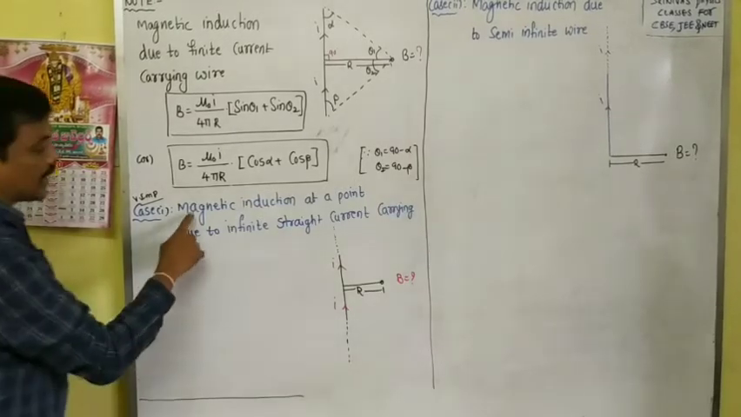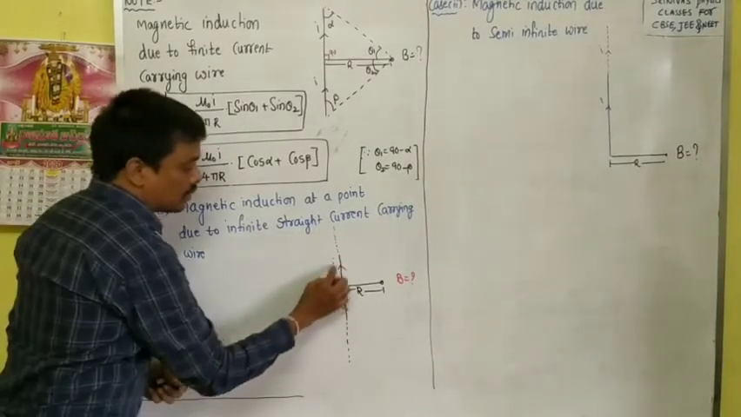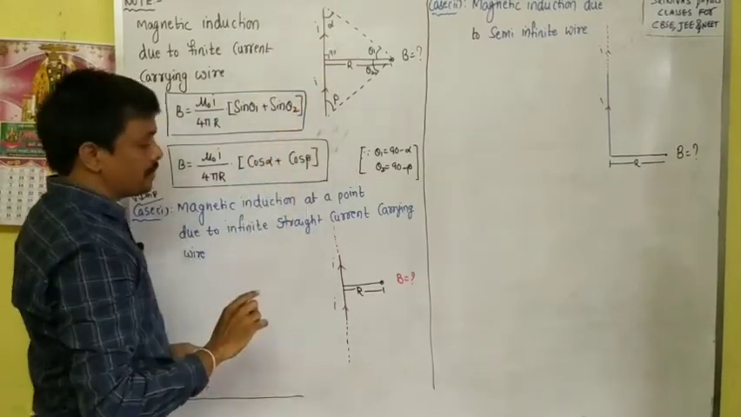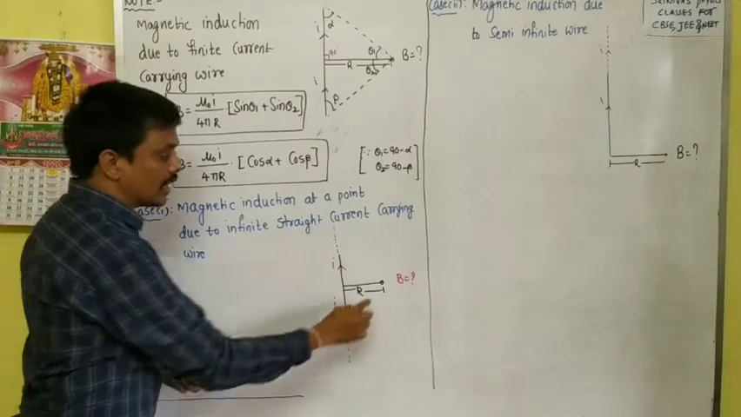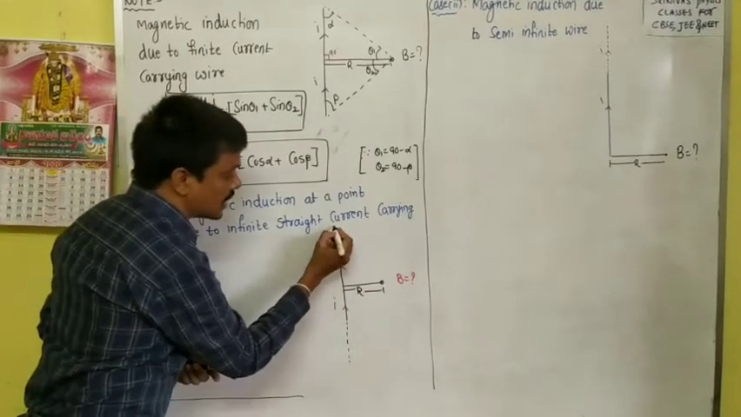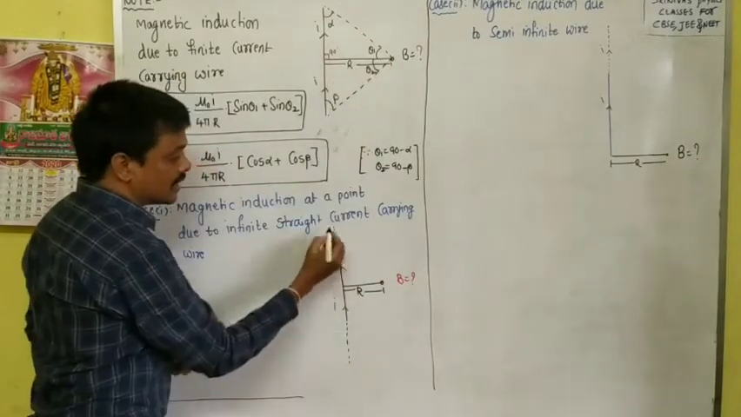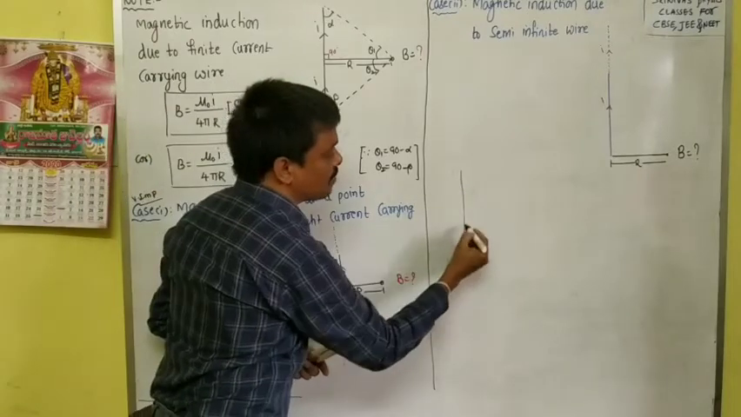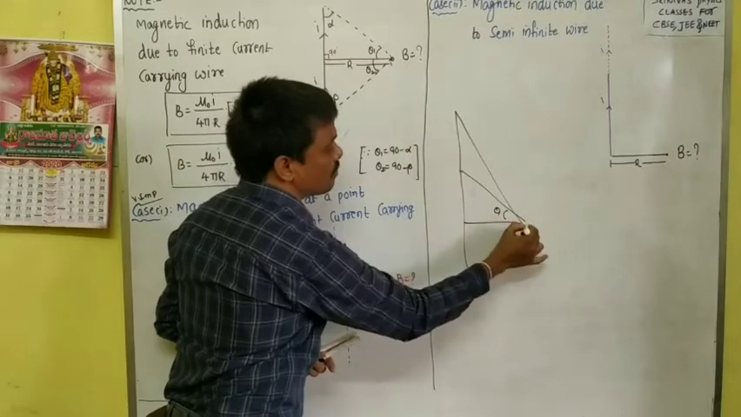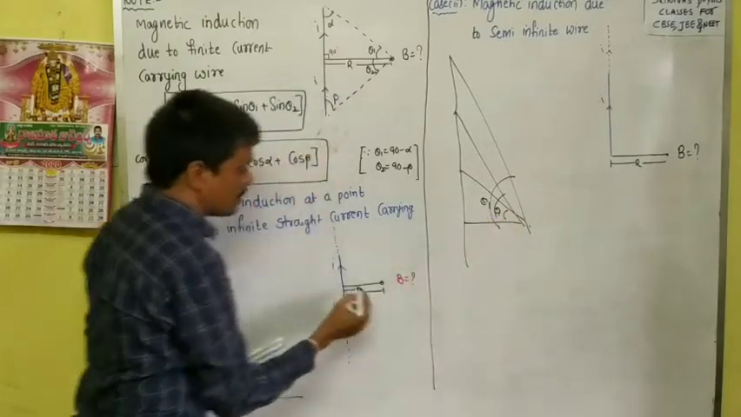Okay, then let us see here: magnetic induction at a point due to an infinite straight current carrying wire. Firstly we took the finite wire, but here now we are taking the infinite wire. At this point I want to find out the magnetic induction. For that, we have to join this end and this point, and that will make some angle, theta 1. But here it is at infinite distance. If it is at some more distance, we get more angle. Like this the angle increases, but it is at infinite distance.